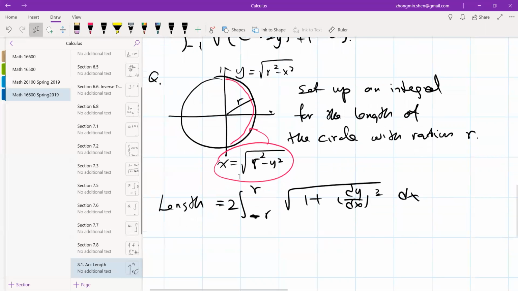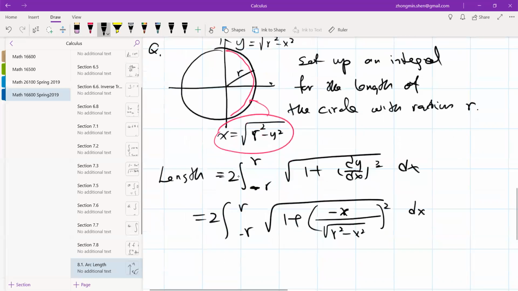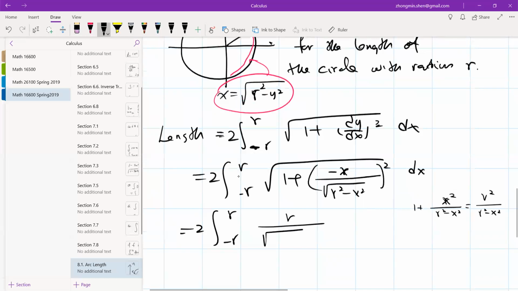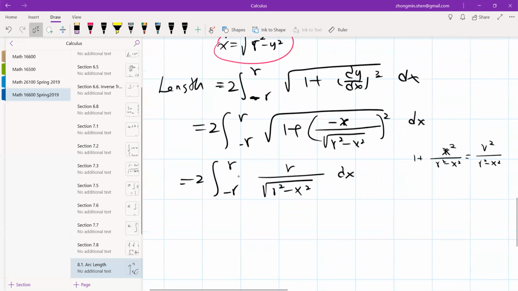And then over there, you can differentiate this. The derivative of y with respect to x is negative x over the square root of r squared minus x squared, and you square it, dx. You can simplify it. You will get 1 plus x squared over r squared minus x squared. When you combine it, r squared minus x squared plus x squared is just r squared. So when you take the square root of this, it's going to be r over the square root of r squared minus x squared, dx. So maybe you can evaluate this integral, okay?